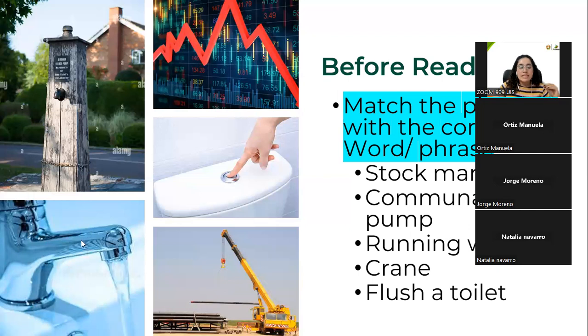Running water. This is running water. Very good. Number 4. Flush a toilet. Yeah, to flush the toilet. This is how we say it. Bajar el agua, flush the toilet. And then finally we have crane. A crane. This is called a crane. In Spanish we say grúa, right? A crane. Okay, perfect, guys.